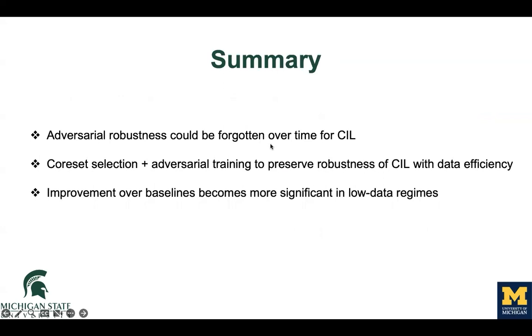In summary, in this paper, first we found that adversarial robustness could be forgotten over time for class incremental learning. Secondly, we propose coreset selection plus adversarial training to preserve robustness of class incremental learning with data efficiency. Third, we found that the improvement over baselines becomes more significant in the low data regime.